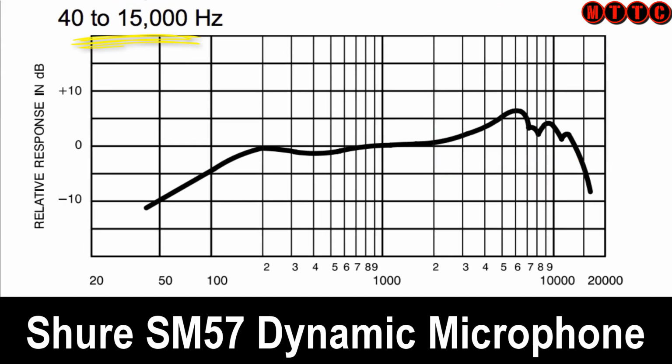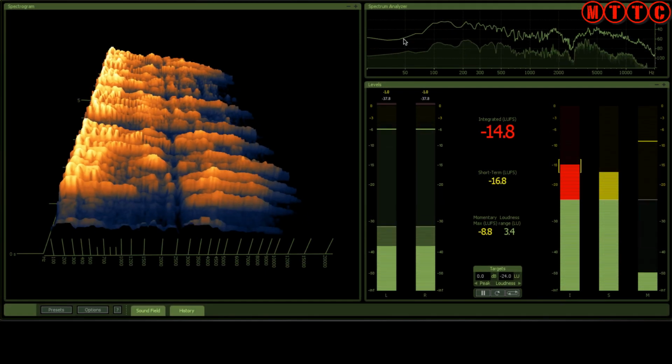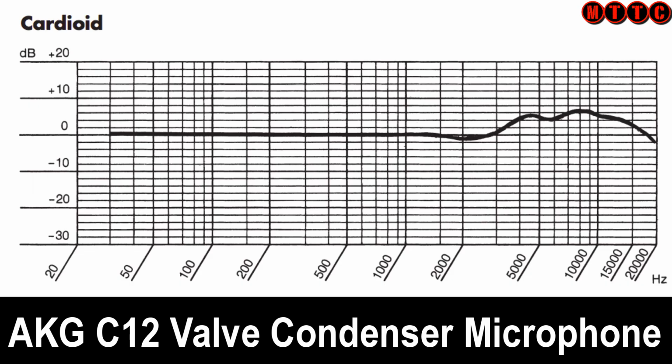Now, the actual bandwidth of this microphone is from 40 Hz all the way up to 15 kilohertz, which is different to the bandwidth of the Neumann, which was from 20 Hz to 20 kilohertz. And again, this is something that you need to bear in mind depending on the sort of material that you'll be recording. You've got to bear in mind the bandwidth as well as the frequency response.